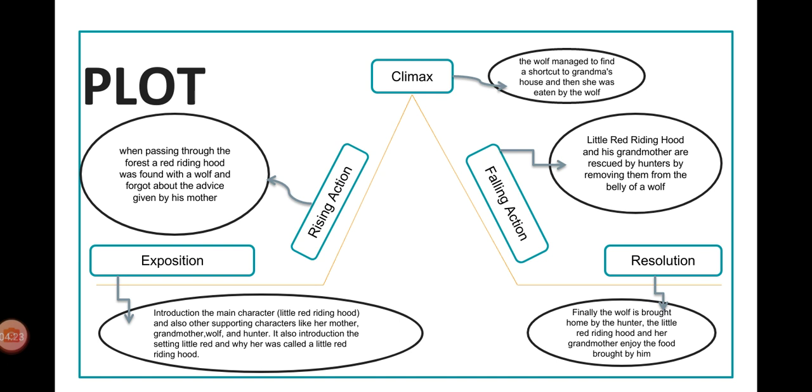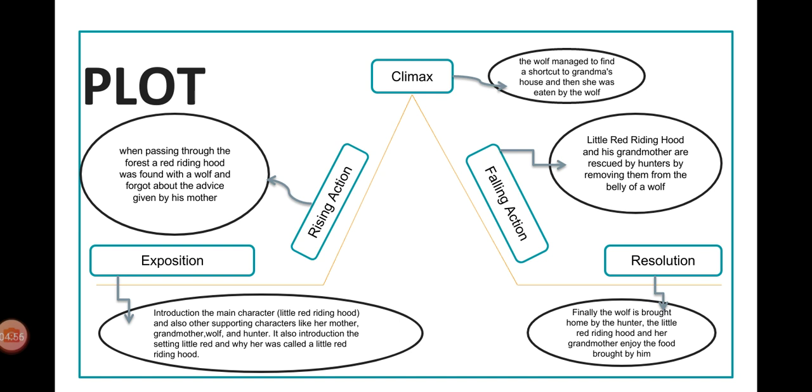Falling action. Falling action in this story is Little Red Riding Hood and her grandmother are rescued by the hunter by removing them from the belly of the wolf. And the last is resolution. In this story, the resolution is finally the wolf is brought home by the hunter, and Little Red Riding Hood and her mother enjoy the food brought by her.